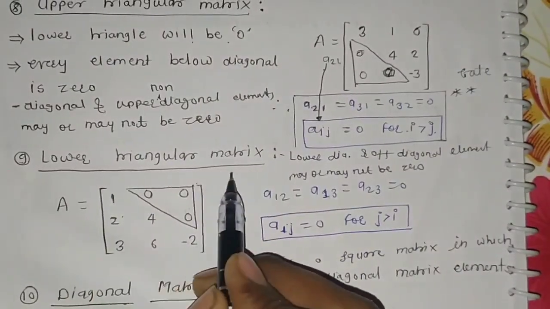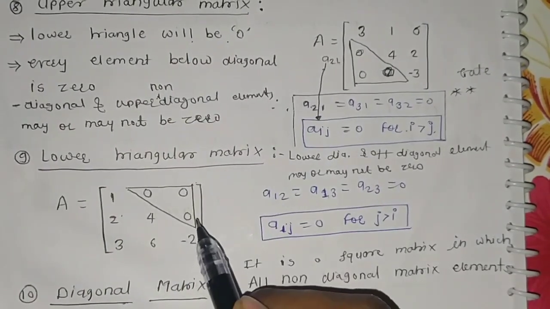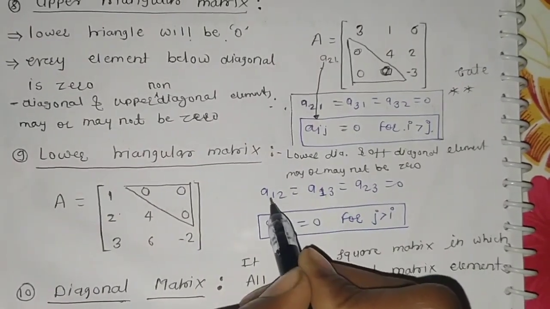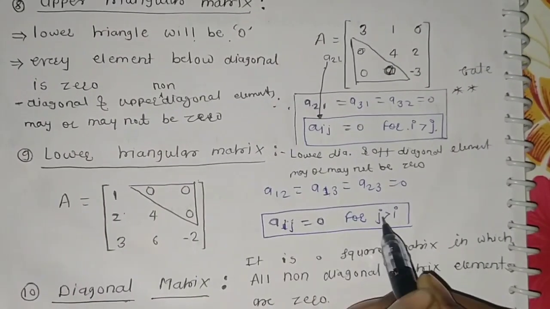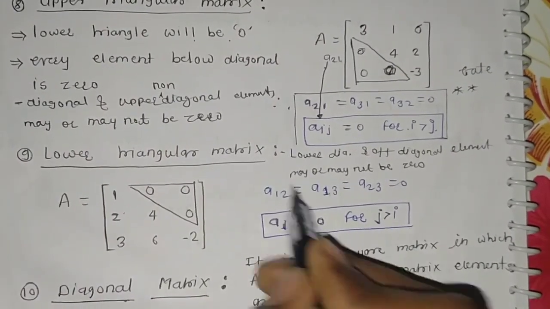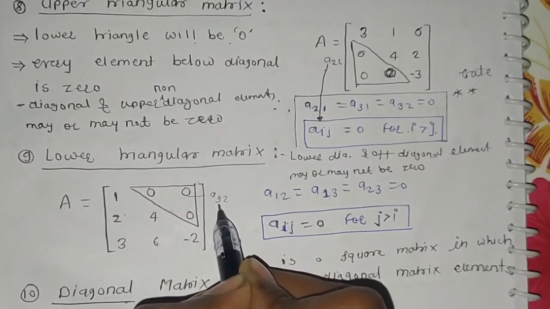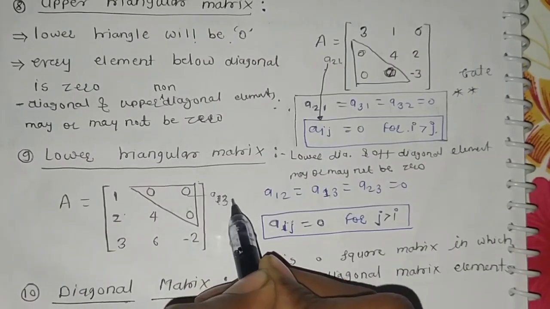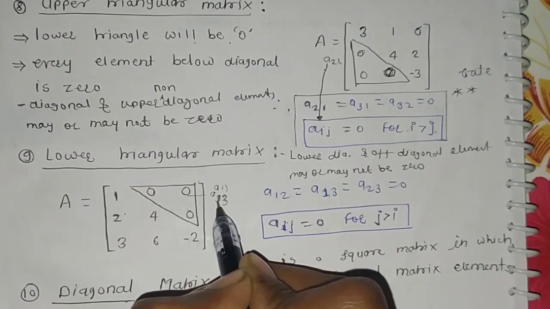Next, lower triangular matrix. In a lower triangular matrix, the elements above the diagonal are 0. You can check here, Aij is equal to 0 for j greater than i. For example, the position A13, so Aij with j greater than i.